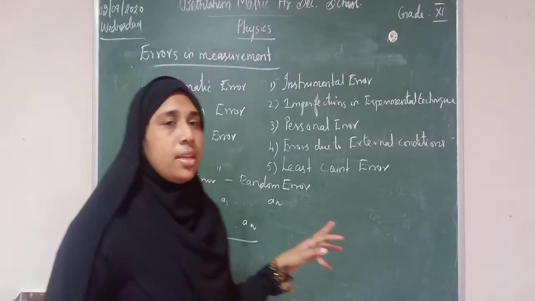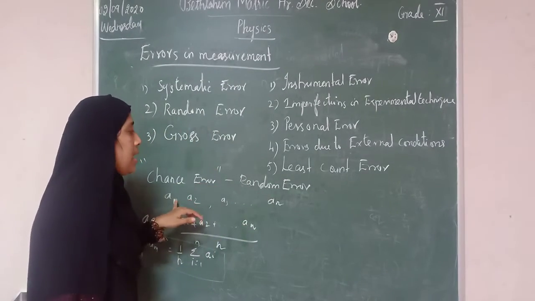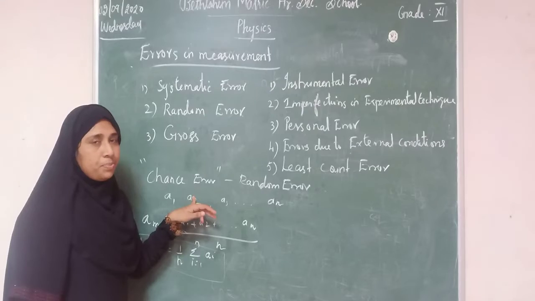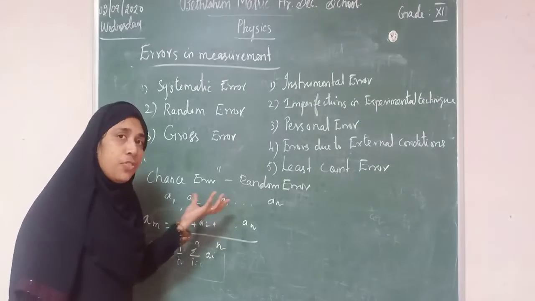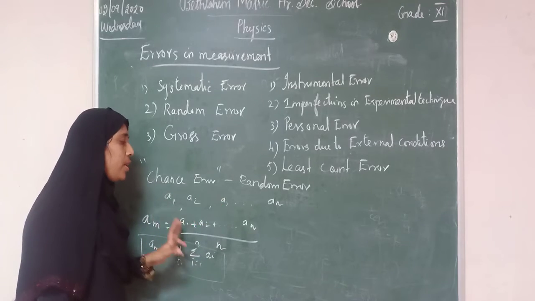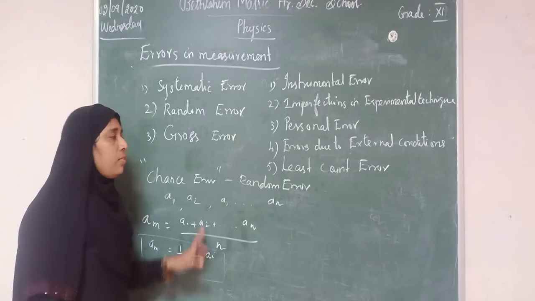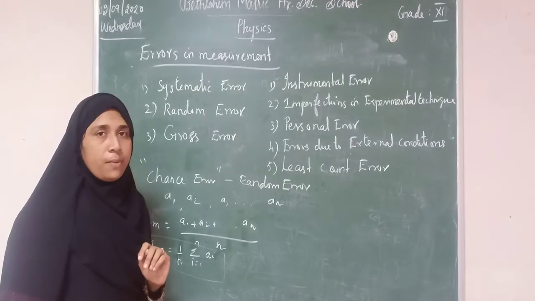So random error is known as chance error. Randomly it can occur. In different trials, we will be getting different values. So when we take the mean, we will avoid this random error.